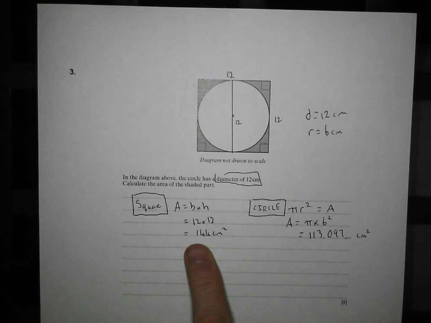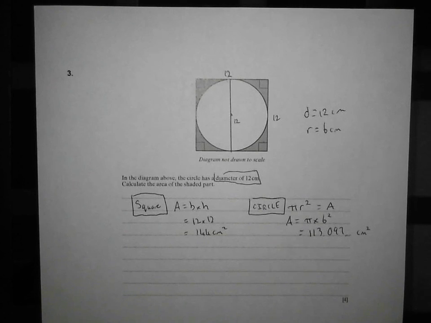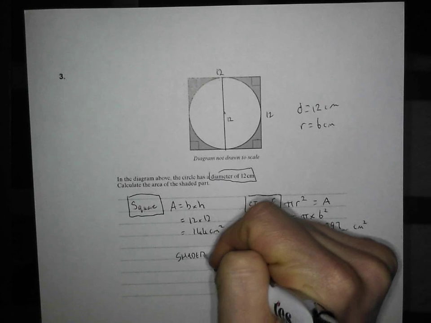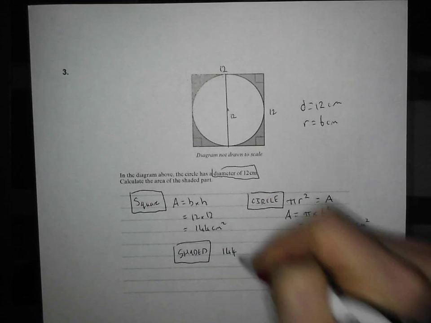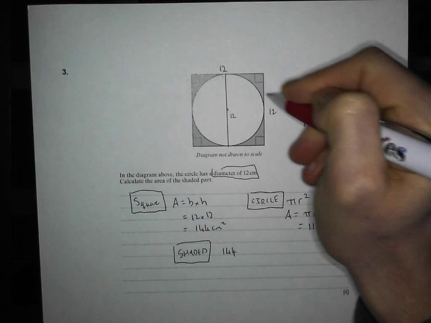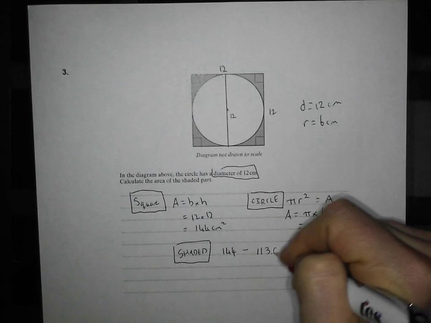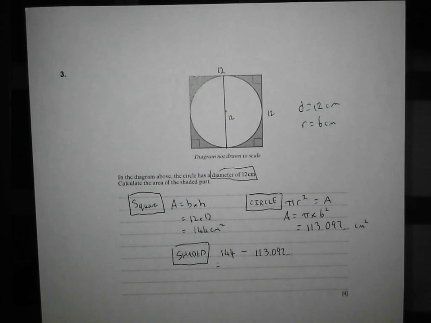Does that look sensible? Well, yeah, it's less than 114, but not ridiculously less than 114. So that's looking quite good. So let's get our shaded area. So I'm going to put shaded. So it's going to be equal to 144, which is the area of the square. And I'm going to subtract my area of my circle, 113.097... And let's see what that equals.